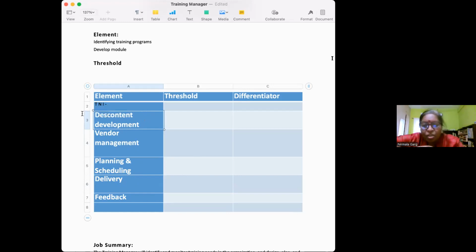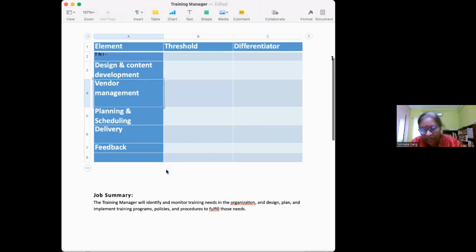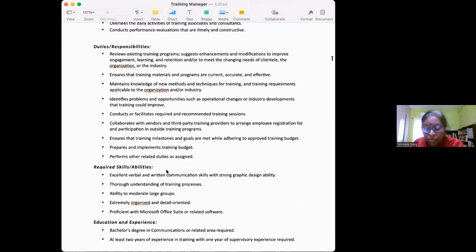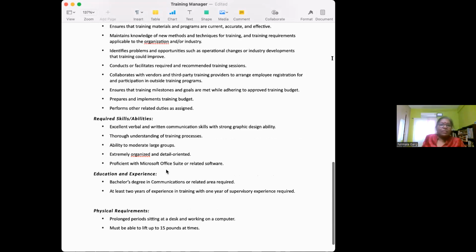I'll just tell you the flow of a training manager. Identifying, delivery, then evaluation. He has just given training, he also has to evaluate, no? Whether he is able to perform. So he is also responsible for evaluation afterwards. And then of course the budget part. Just look at that and then you can easily correct. Identifying problems or opportunities such as costs or facilities required, and recommended training sessions, collaborate with vendors so the training milestones and goals are met.